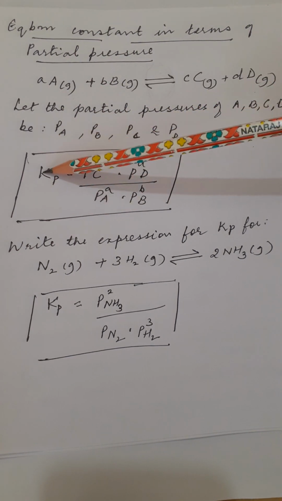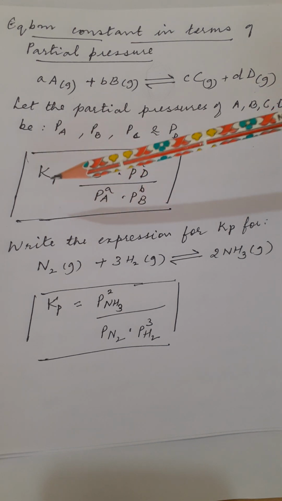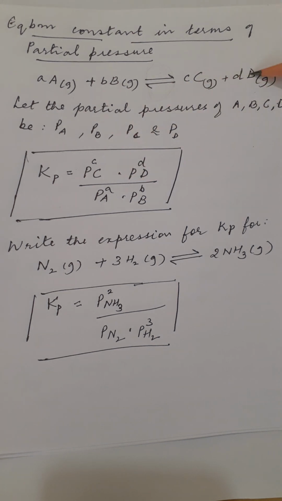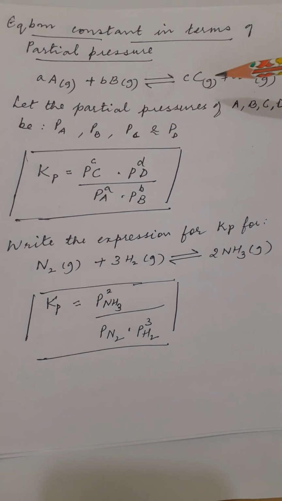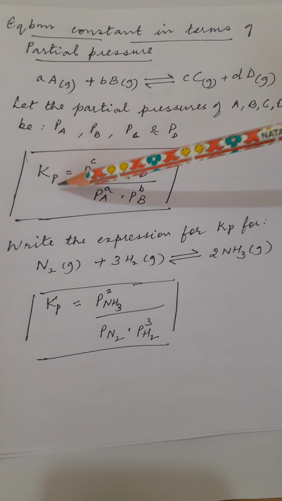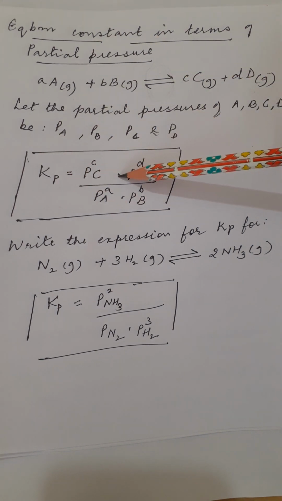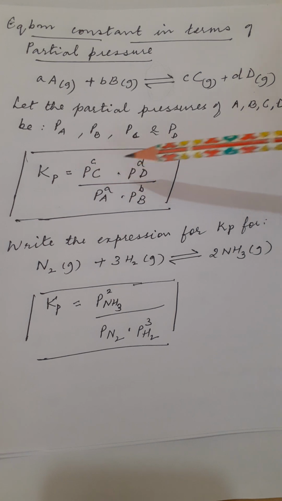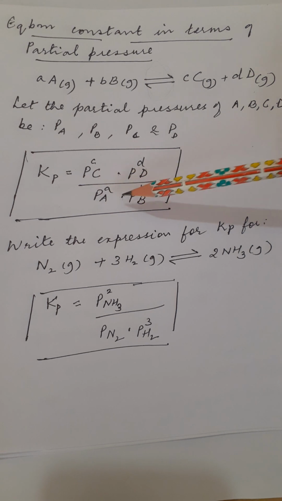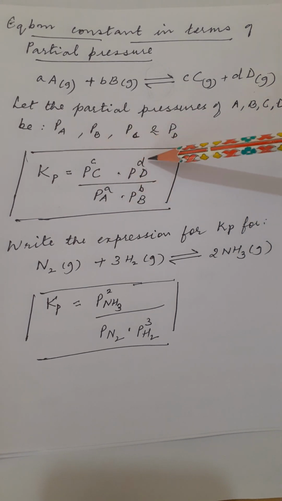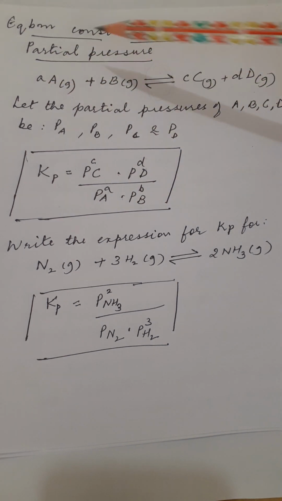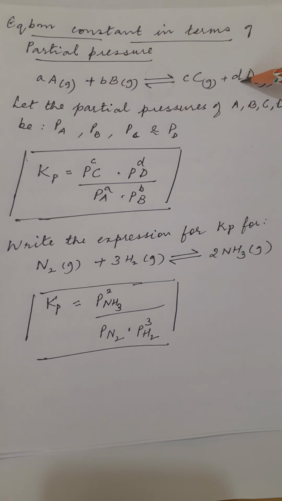Then Kp, equilibrium constant, whether in terms of concentration, moles per liter, or in terms of partial pressure, will be the product of the concentrations of products to that of reactants. It will always be the same. But because it is pressure here, it will be the product of the partial pressures of the products to that of the product of the partial pressures of the reactants, with each partial pressure term raised to the stoichiometric coefficient which is featuring in the balanced chemical reaction.